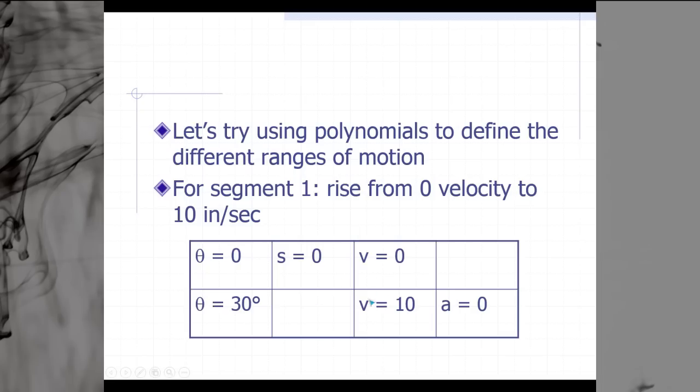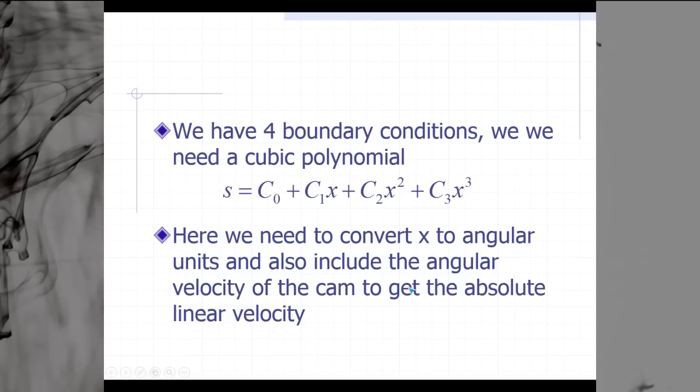So here we have 1, 2, 3, 4 boundary conditions. So with these 4 boundary conditions, we'll need a cubic polynomial where 3 is the highest power, and this is our position equation. So here we need to convert x to angular units and also include the angular velocity of the cam to get the absolute linear velocity. In previous examples, we would change this x to theta over beta, this x squared to theta over beta squared, and this x cubed to theta over beta cubed.